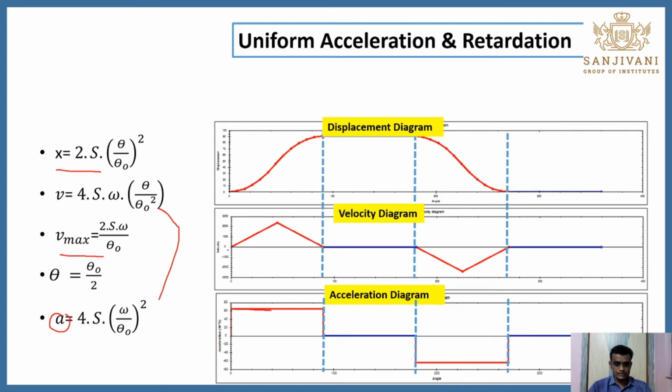Now in this case, we will get the maximum velocity when theta is equal to theta o by 2.